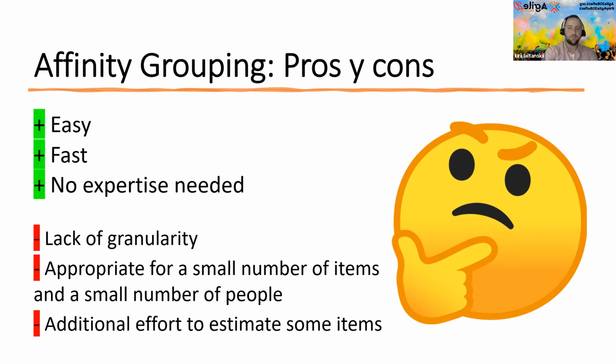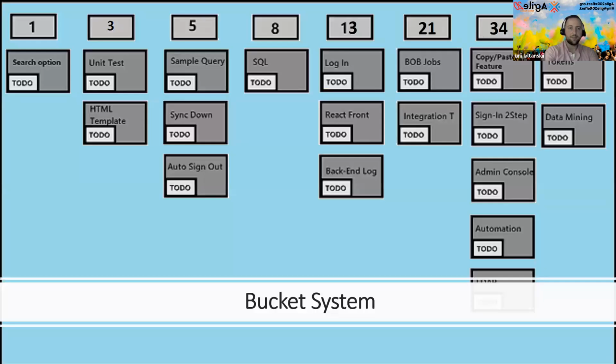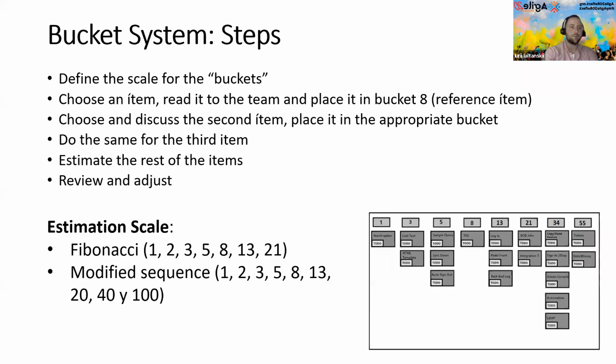Okay, guys, let's review the next one. The next one is the bucket system, right? We could think of a bucket system as a variation on the affinity grouping, because the dynamic is quite similar, but it's a bit different in some sense.